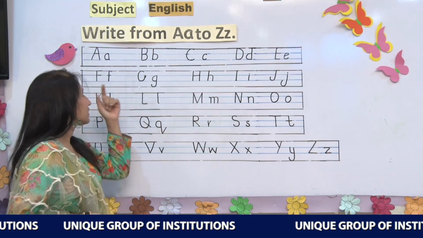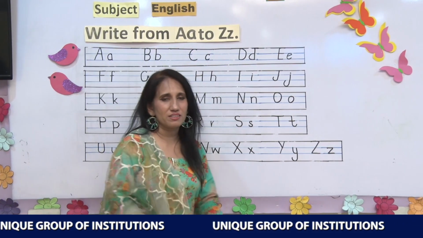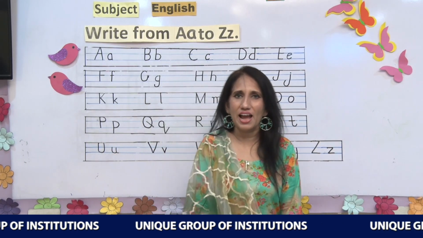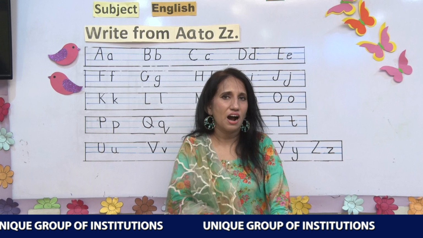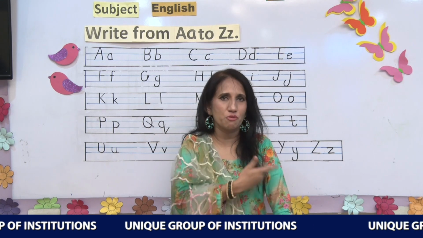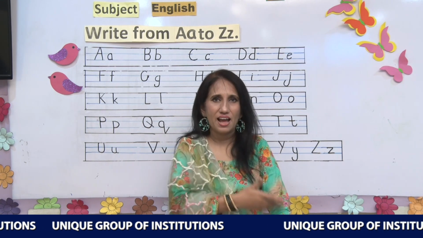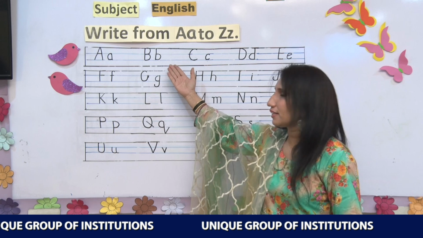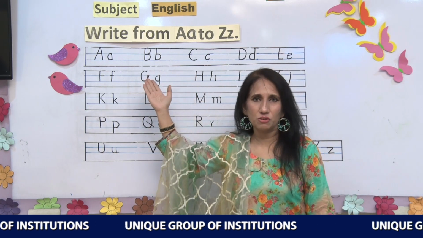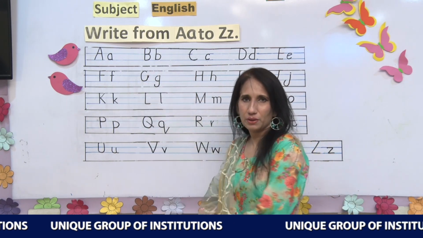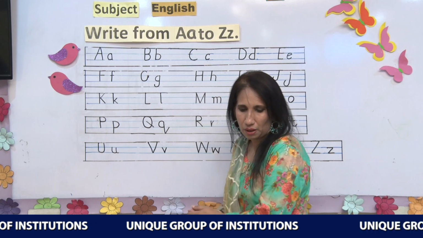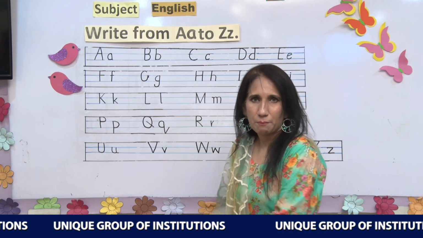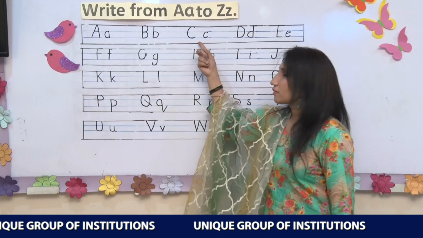Our first letter is letter A. The sound of letter A is A, and the action of A is A, A, A, as ants on my arm, and I am just removing it. The second letter is letter B, and the sound of letter B is B, B, B, as I am playing with the bat and the ball.